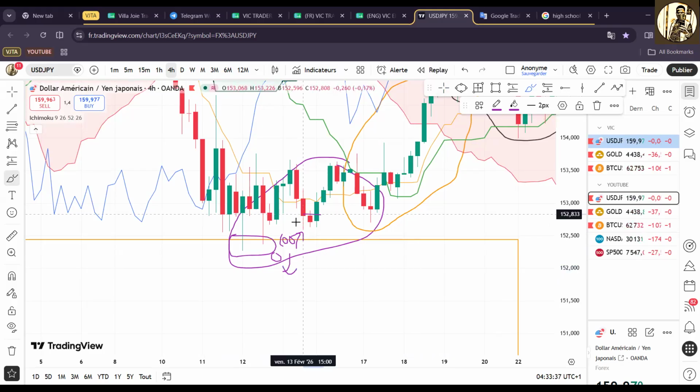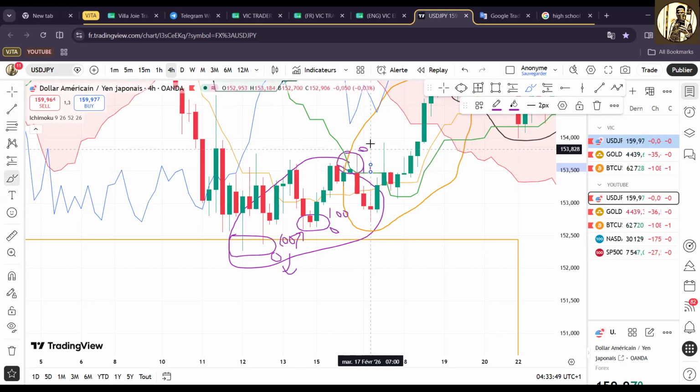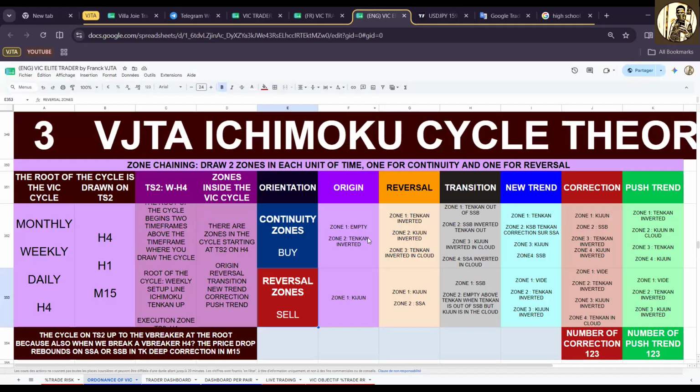You also have this Tenkan inverted that has the same property. But now when the price touches Kijun, it is a sell zone, and instead the price has 0% probability to go up and 100% probability to go down. Okay, so you have zone of continuity to the upside, empty and Tenkan inverted, and zone of reversal you have Kijun. That's exactly what I'm saying.